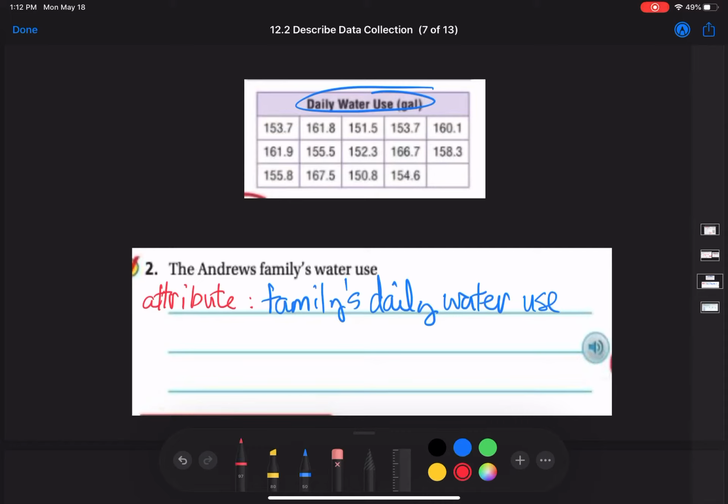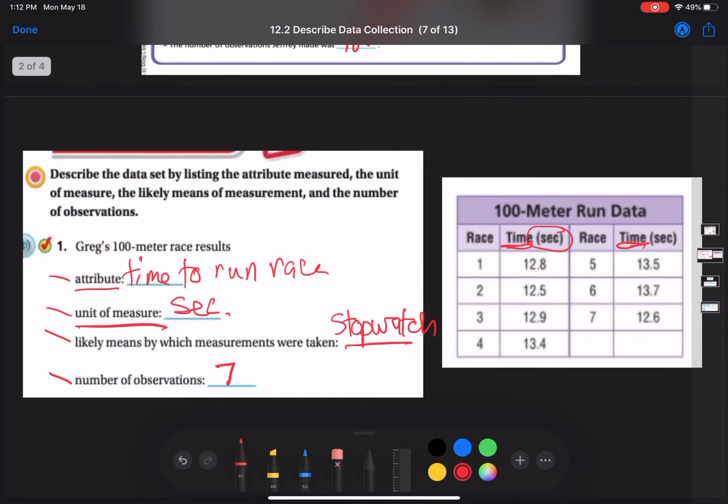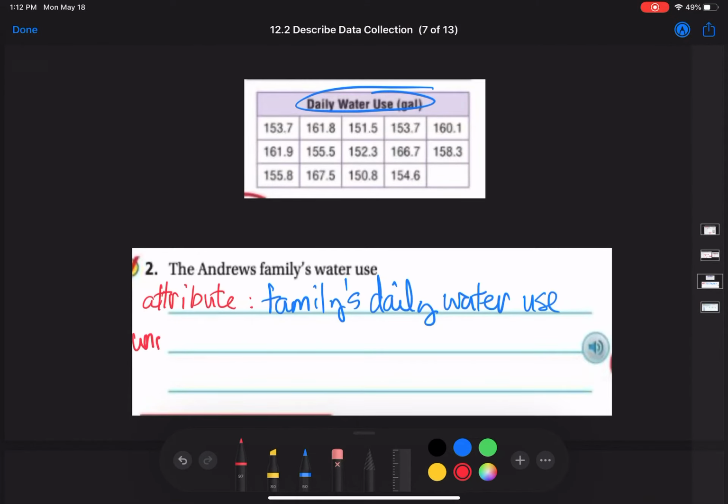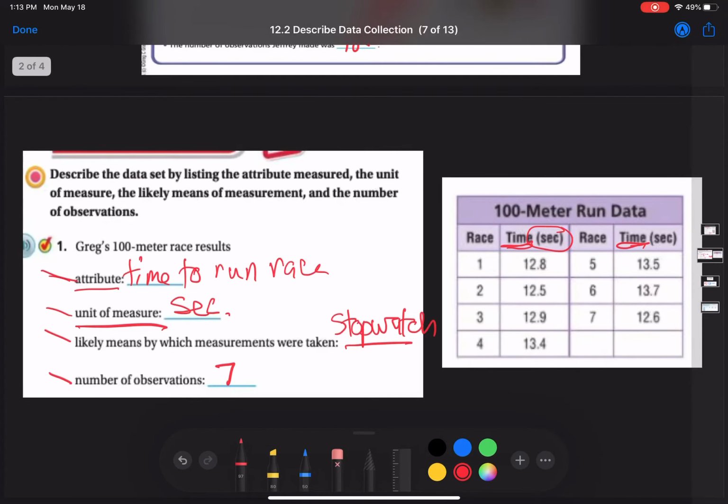Okay, I'm going to switch colors again. Then the next thing we do, and if you forget, you can just go back and look too. So we did attribute. Okay, done. Now we're going to do unit of measure. The unit of measure is gallons. They're measuring it in gallons. And if you forget again, we've done attributes, unit of measure, and then how did they measure it?